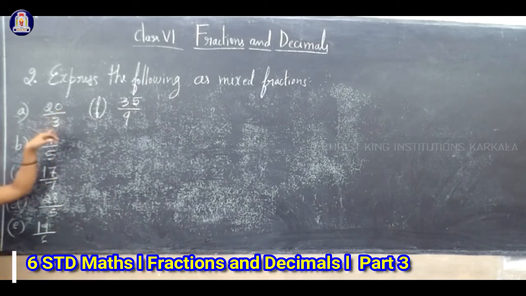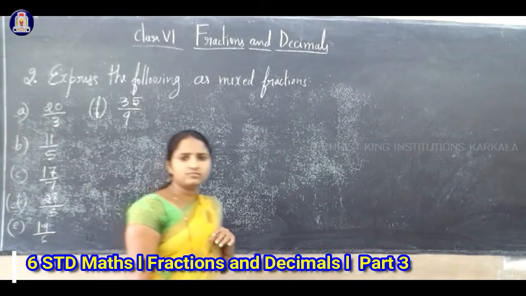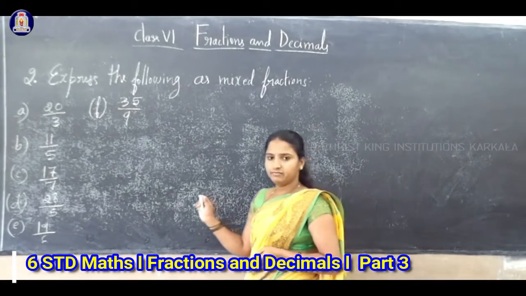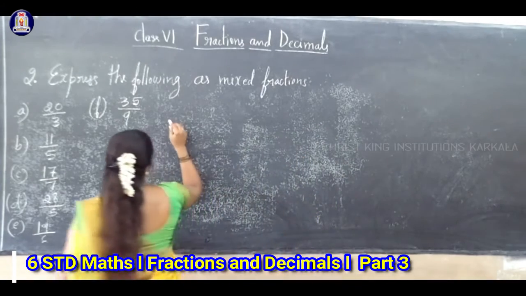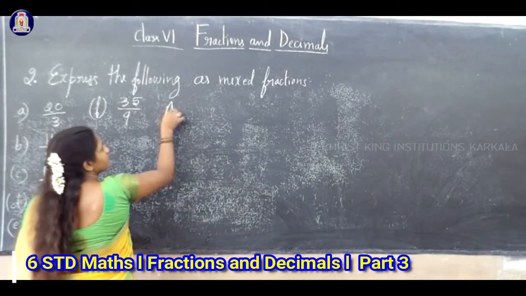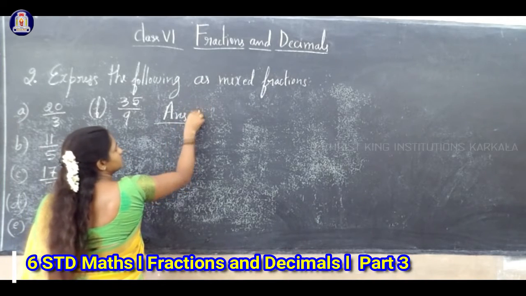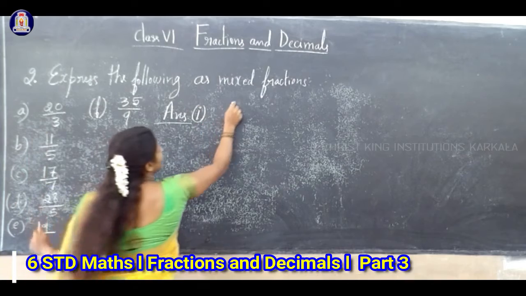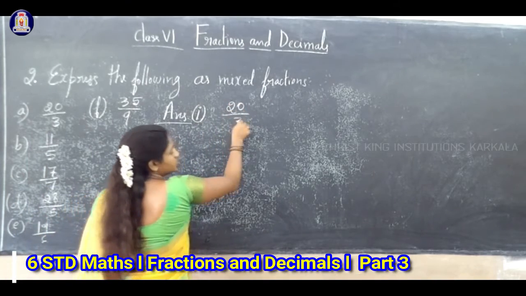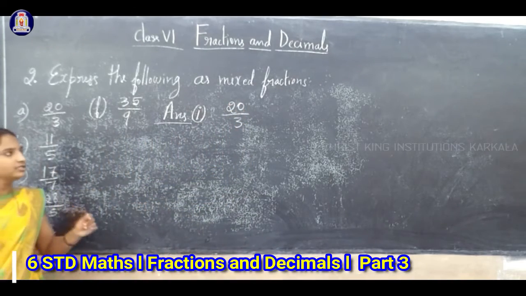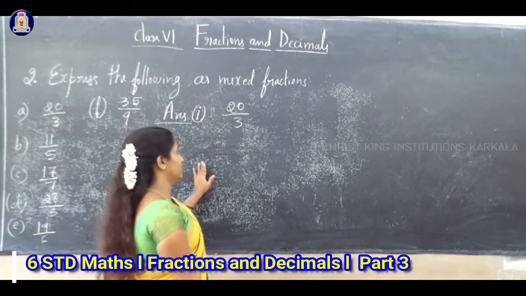That means the fraction is already an improper fraction, isn't it? So you have to write it as a mixed fraction. Clear? Okay. The first one is 20 by 3. First, how do we write this as a mixed fraction?